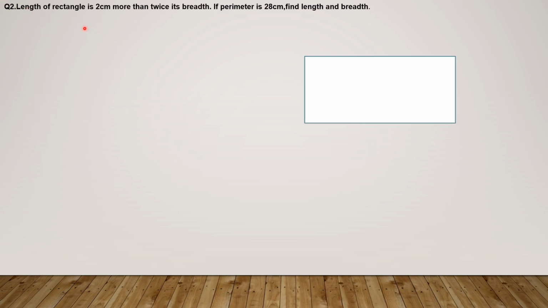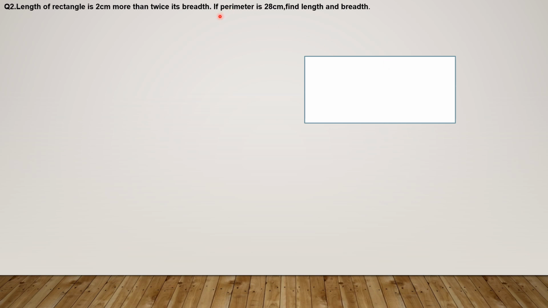Question number 2 is length of a rectangle. Students, here a rectangle is given to us. This is length and this is breadth. Now the question is, length of the rectangle is 2 centimeter more than twice its breadth. Got it? This length is 2 centimeter more than twice of its breadth. Means if you add 2 to twice the breadth, then you will get the length of this rectangle.